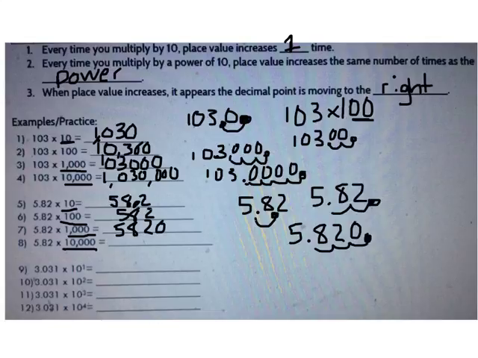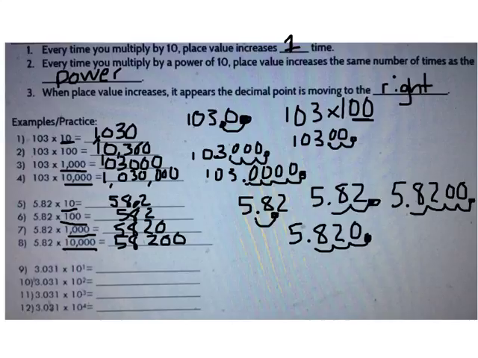Now 5 and 82 hundredths times 10,000. How many times will place value increase? It will increase 4 times. So it appears the decimal is moving to the right 4 times. 1, 2, 3, 4. The correct answer is 58,200.